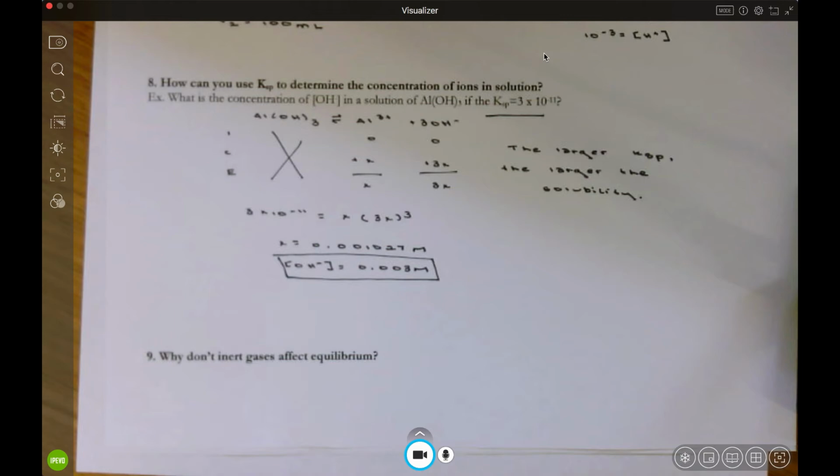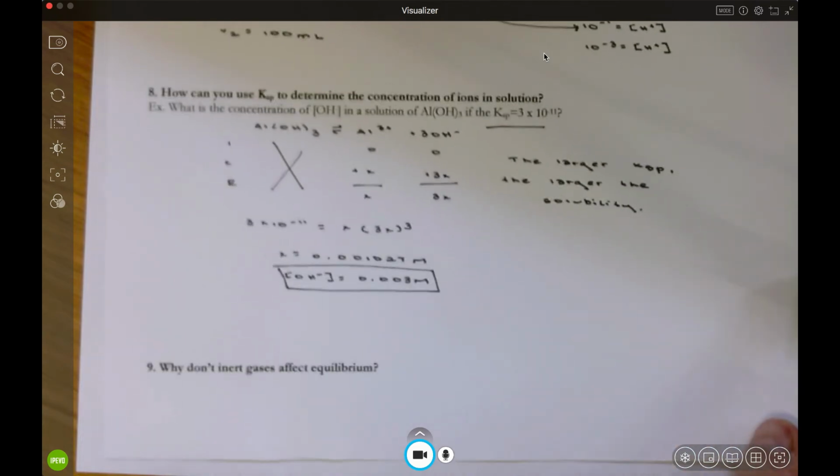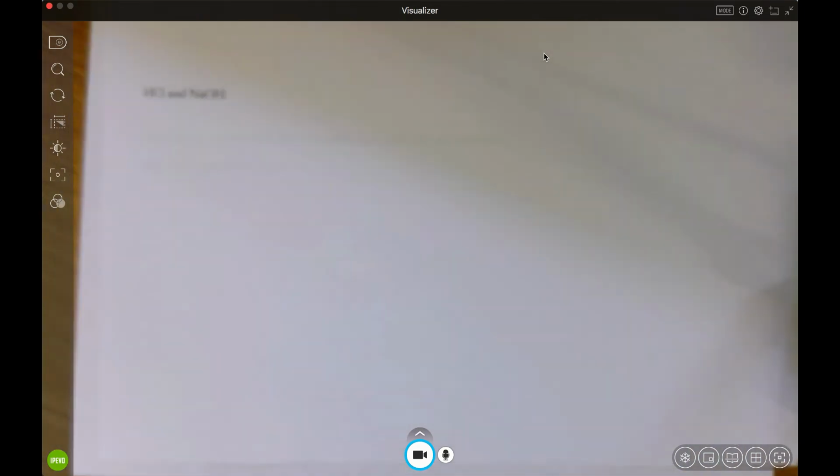And the reason why they say inert gas, and we're specifically talking about noble gases, they aren't going to react with anything, right? So they're not going to remove anything from your solution. They're not going to react at all, and therefore they are not going to change anything, and therefore won't affect equilibrium. So that's why they don't affect equilibrium. Don't change pressure, and they're not going to react with anything.